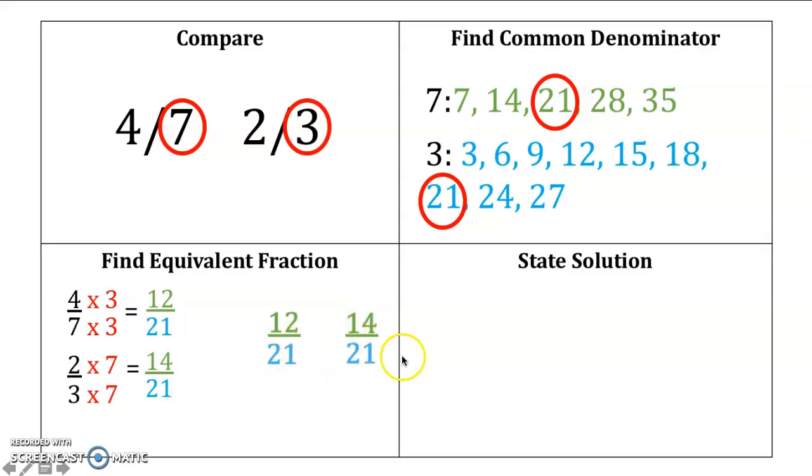Now we know that our denominators are completely equivalent, so we're just going to compare our numerators. I know in my mind I would rather have 14 chocolate bars than 12 chocolate bars, so I know that 14 is greater than 12. 14/21st is the greater fraction.